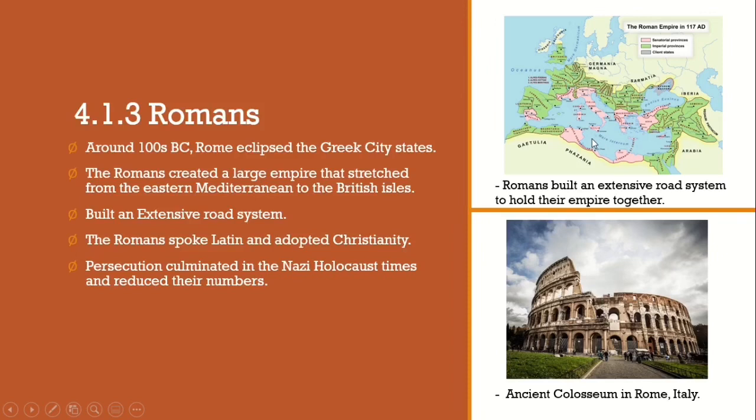So through this figure, as you can see, there are red lines between the states, which show the extensive road system they built in order to hold their empire together. The Romans spoke Latin and they adopted Christianity. And lastly, persecution culminated in the Nazi Holocaust times, as a result of which their numbers were reduced. So the Romans had been reduced because of the persecution carried out during the Nazi Holocaust times.